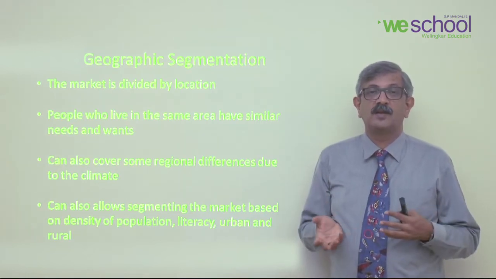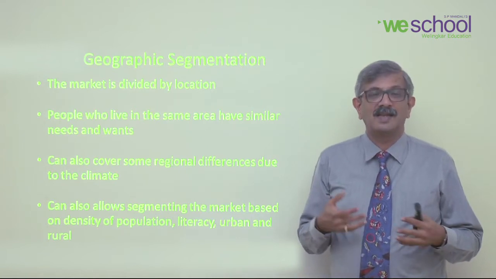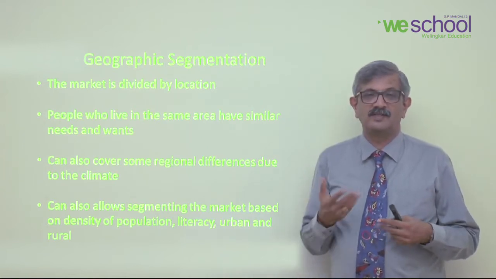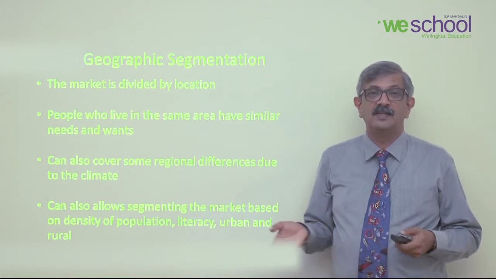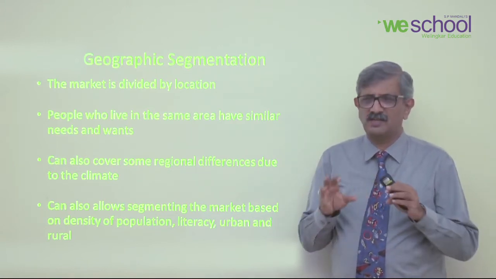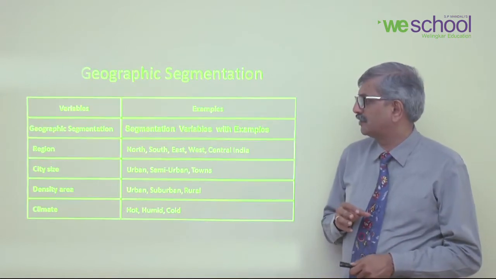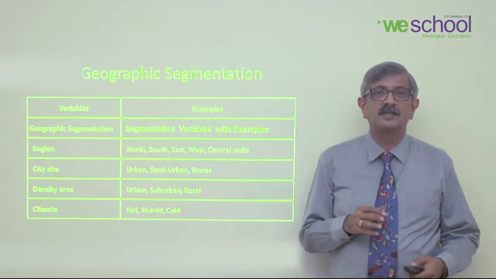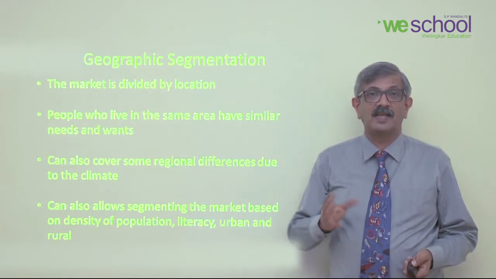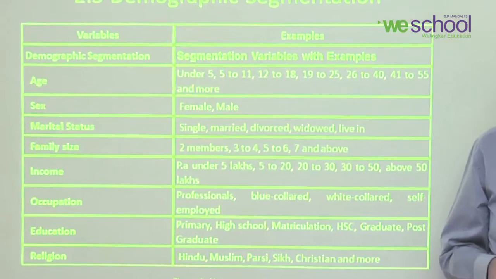It can also cover some regional differences due to climatic conditions, as we have seen in other areas. It can also allow segmenting the market based on density, literacy, urban, rural. So there are many permutations and combinations possible based on these 4 aspects on which geographic segmentation can happen. Then comes the demographic segmentation.